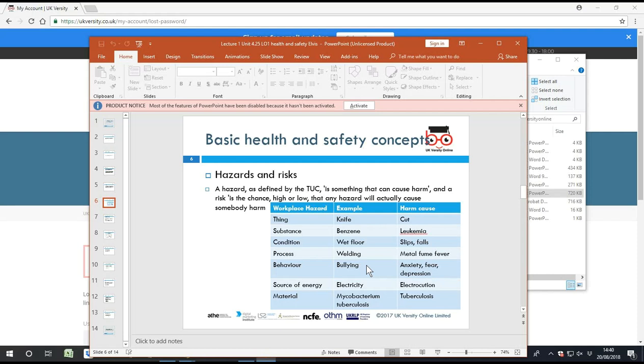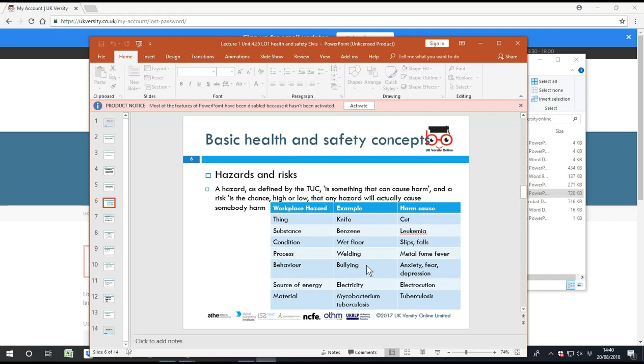And there are wonderful examples that have been given here. If you look at the condition in the care home, we might have a wet floor as an example of hazard. Wet floors are actually likely to lead to what? Risk. And that could be slips and falls. It's a typical example of the harm that can be caused by the hazard being the wet floor.